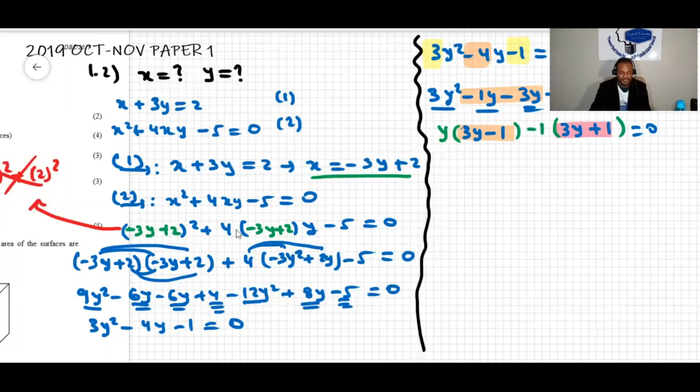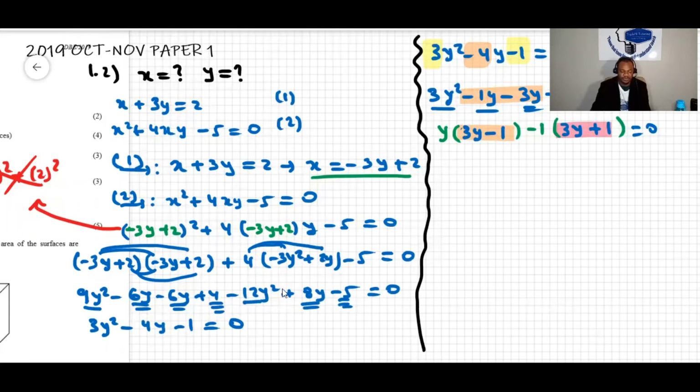And then 4xy minus 5. Now we expand this one. This was -3 times this makes -9x squared, and then -6 and -6, and then +4, that's correct. And then over here, -12y squared, and then +8y minus 5 equals 0.